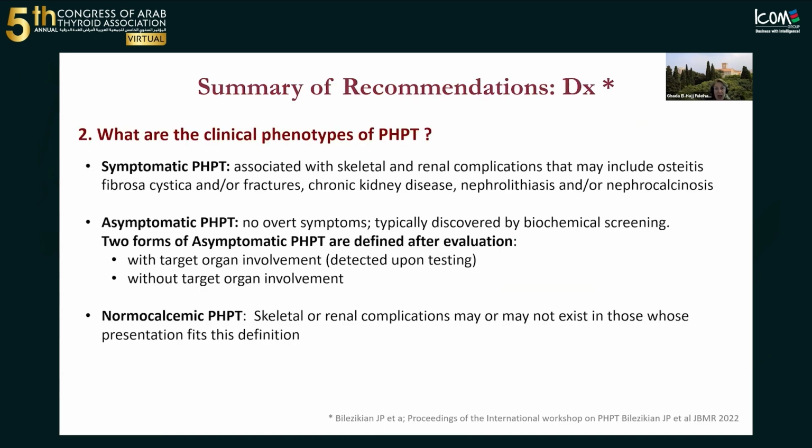So I'm going to be summarizing now the recommendations. There are 12 of them. The pregnancy one I won't cover. The 11 I'll cover here. We already talked about the diagnostic recommendation. Now, what are the phenotypes? Well, we said there's the symptomatic in developing countries, in countries with vitamin D deficiency. There is the asymptomatic in developed countries, discovered on screening.